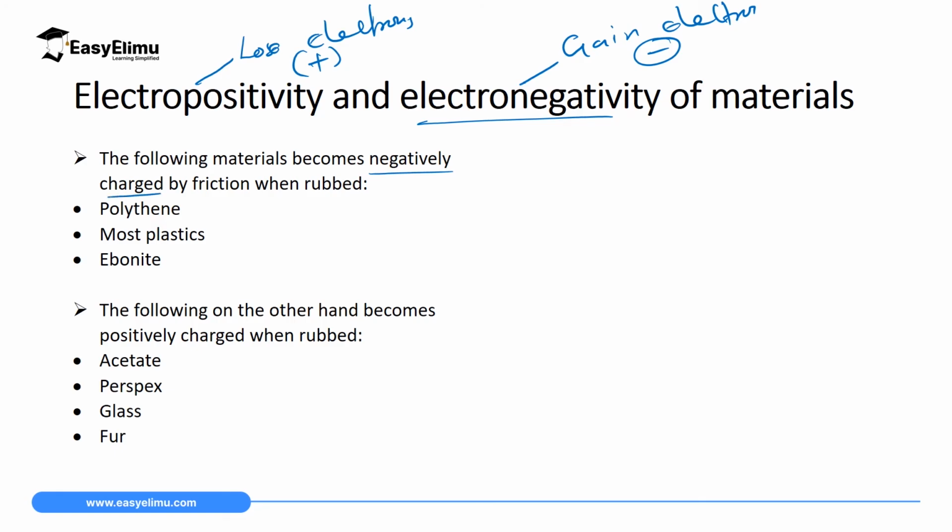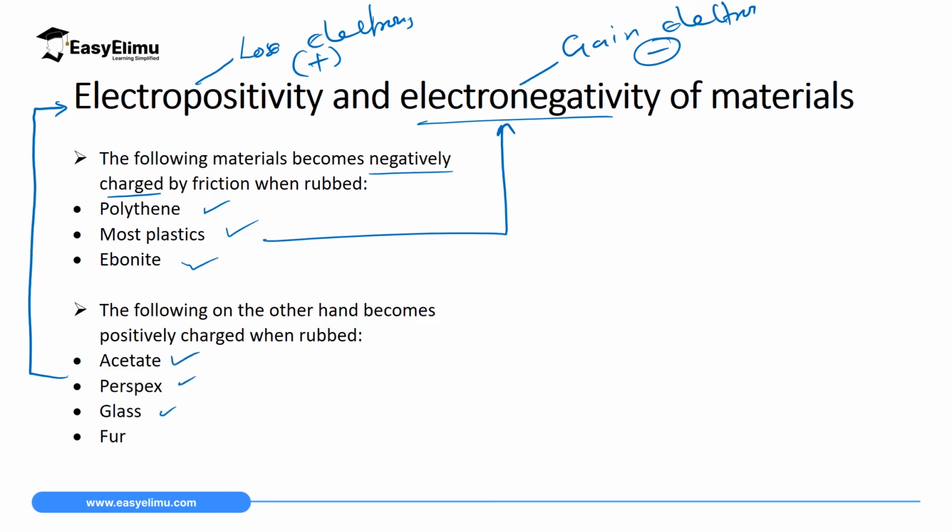So in this case, we have materials like polythene, most plastics, and ebonite. Then we have materials which we call electropositive. These ones, they lose electrons easily, and when they lose electrons easily, they become positively charged. So an example here, we have acetate, perspex, glass, and fur.